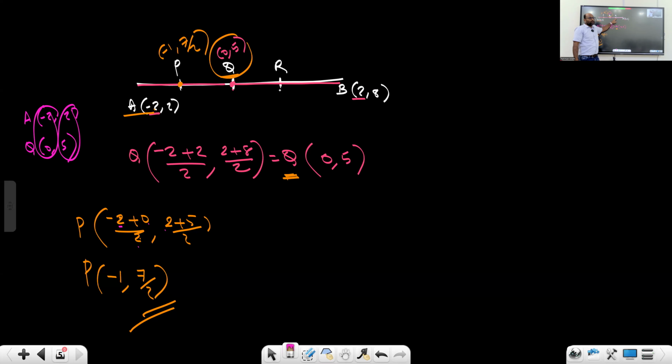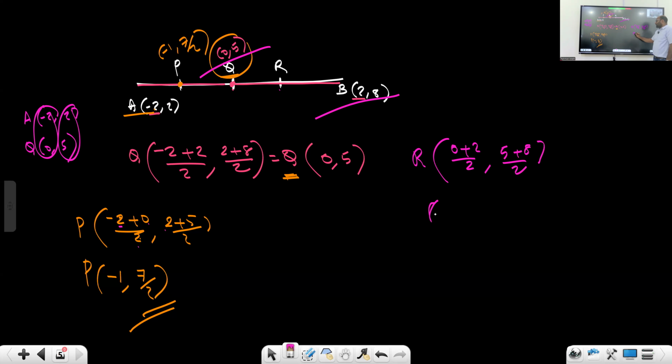Next we can say, Neha, tell me, R is what of what? Midpoint of QB. R is midpoint of QB. Tell me R coordinate. QB. This is Q. This is B. Tell me what plus what by 2. Tell me 0 plus 2 by 2, comma 5 plus 8 by 2. You people no need to write in decimal. 2 by 2, 1, 13 by 2.